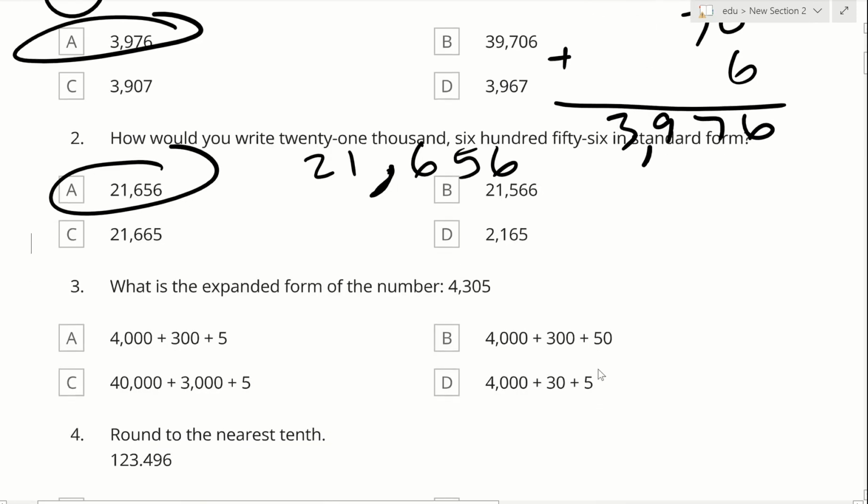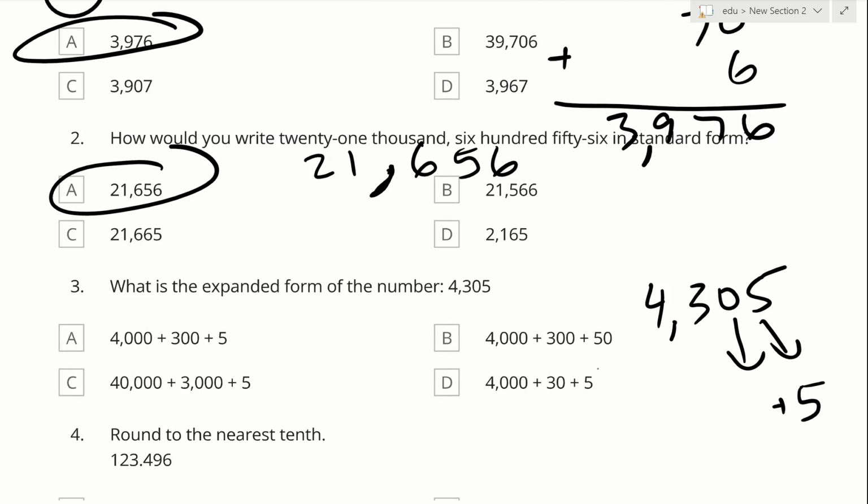What is the expanded form of the number 4,305, right? This is my ones place, so the value is 5. My tens place, 0, the value is 0. The hundreds place, 300. And the thousands place, 4,000.